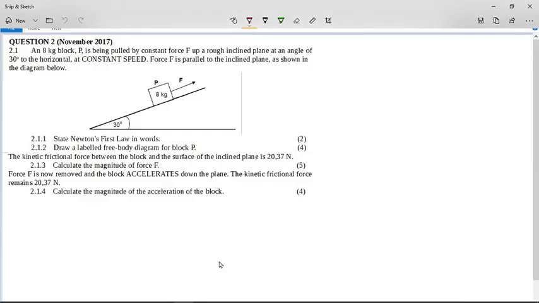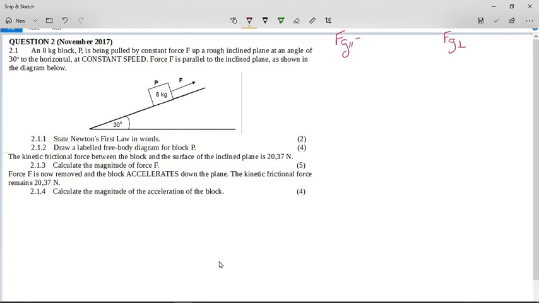Okay, let's look at this Newton's Law question from November 2017. It's only got one block, but it's on an inclined plane. So the first thing we must do before we start this question is remember that when we have an inclined plane, we're going to work with components of the weight. There are two components of the weight, Fg parallel and Fg perpendicular.